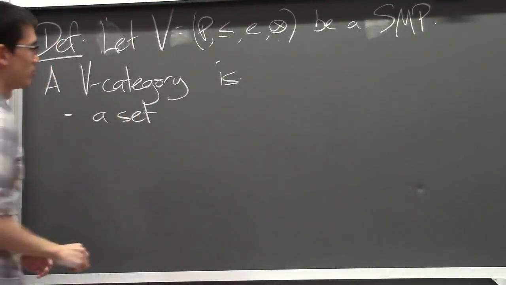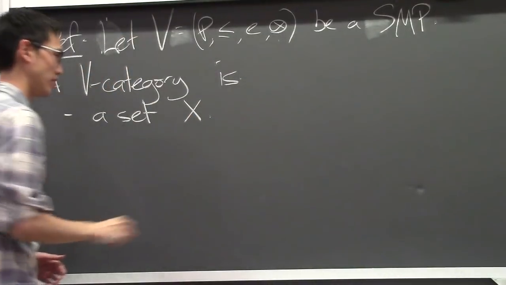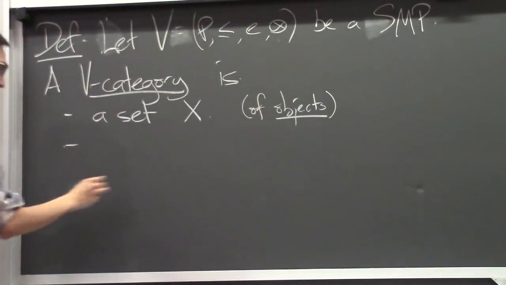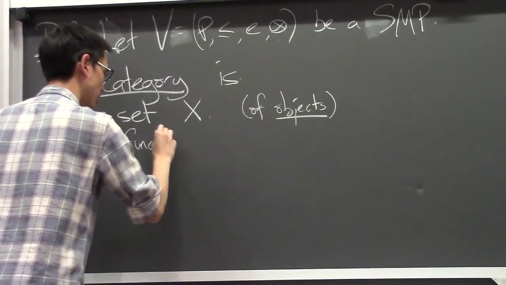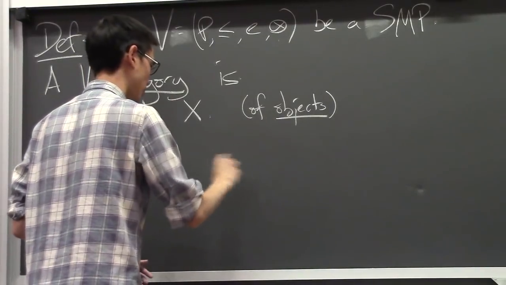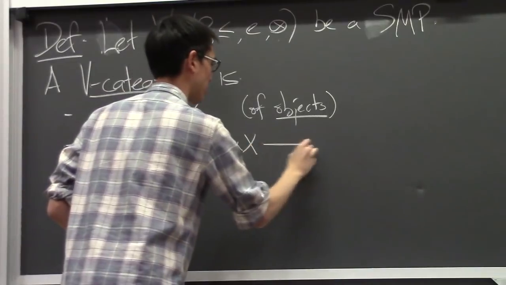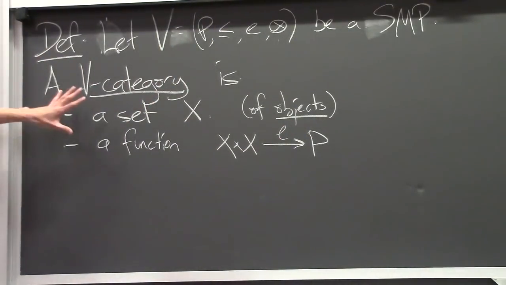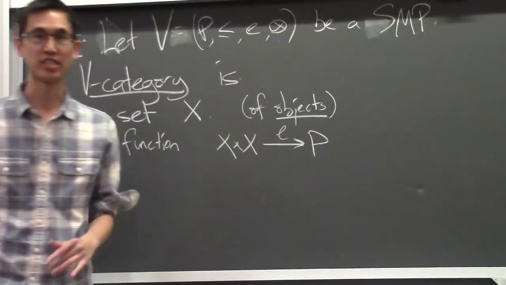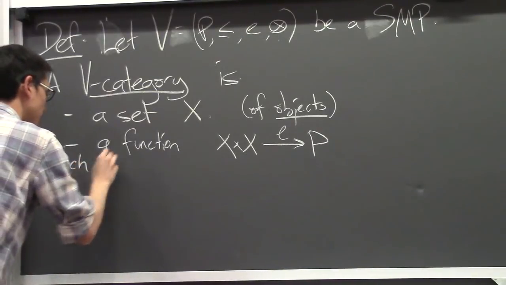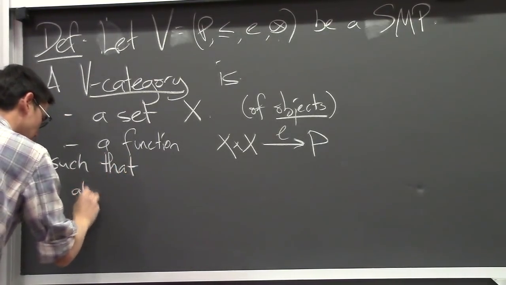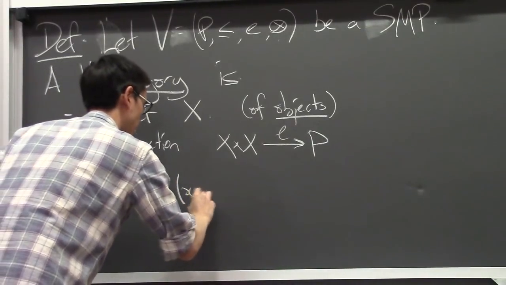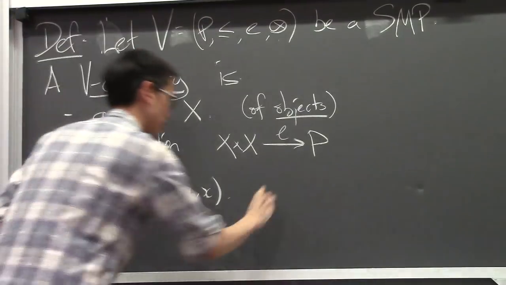a set, which I'm going to call X, and we call the things in here objects, then a function which goes from X times X to P. And I'm going to call this function script C for category. So it's just a set, and then for every pair of elements of the set, we get some element of our monoidal preorder, such that we have two axioms. The first is called identity, and it says that E is less than C of X, X, for all X in X. So this is identity.